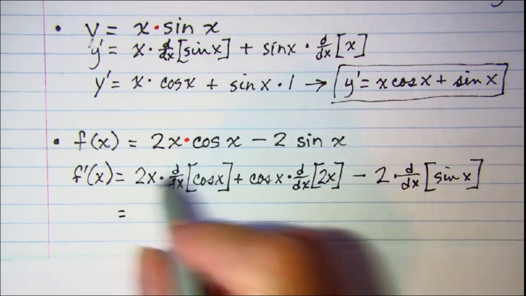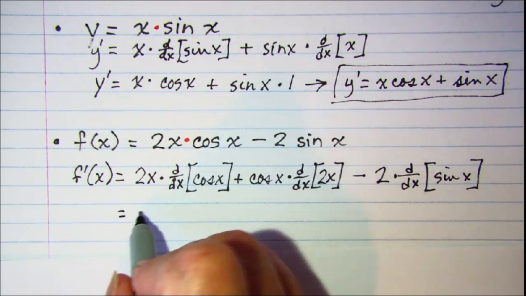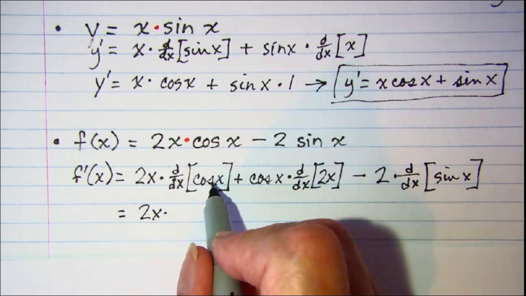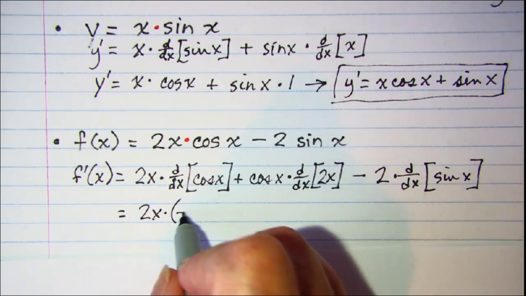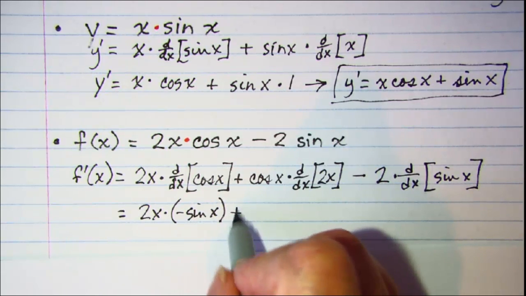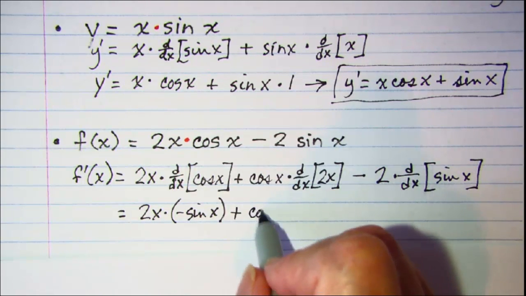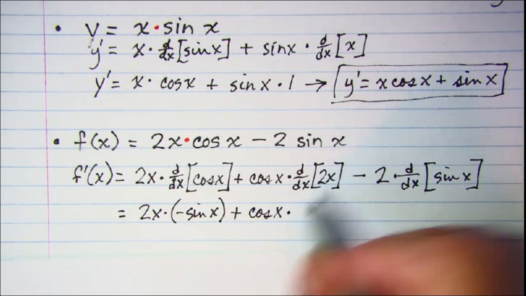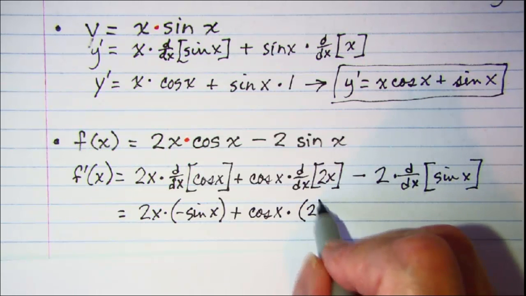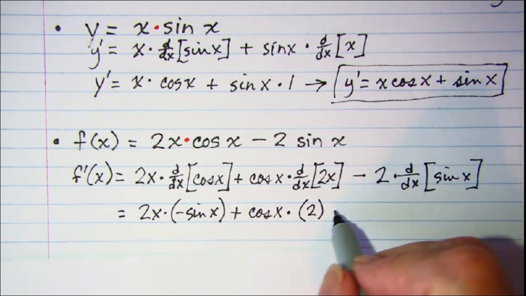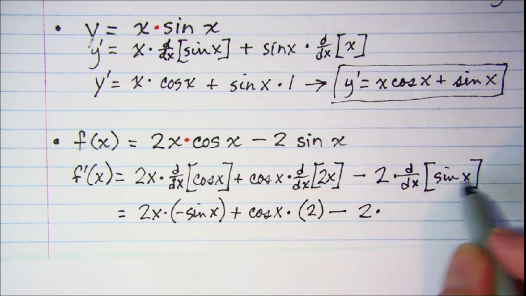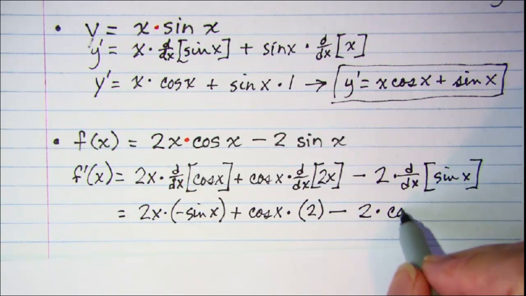So our derivative of f of x is 2x times, and the derivative of cosine is a negative sine x, plus, and then our cosine x multiplied by the derivative of 2x, which is 2, and then minus 2 times, and the derivative of sine x is cosine x.